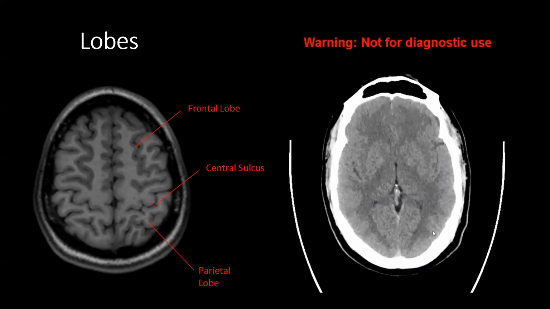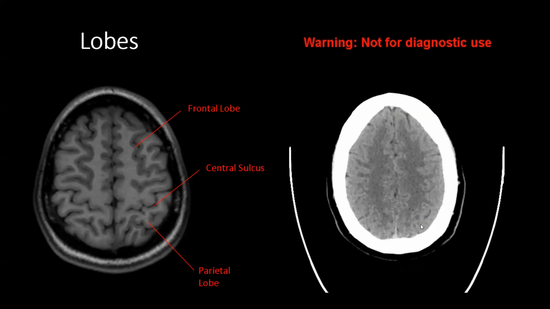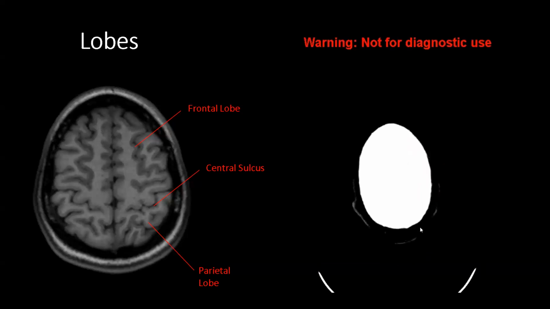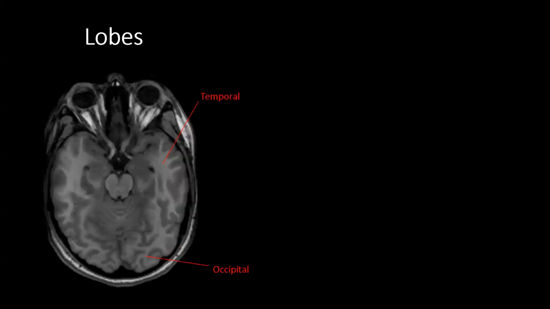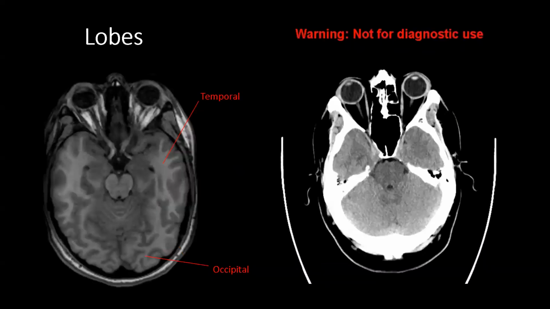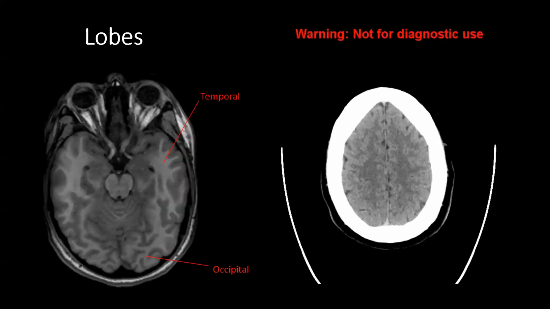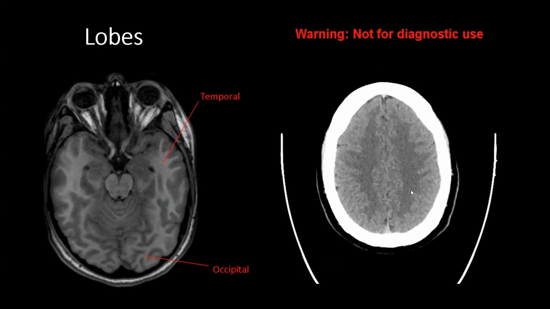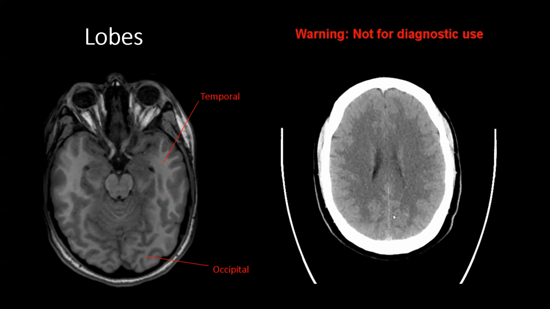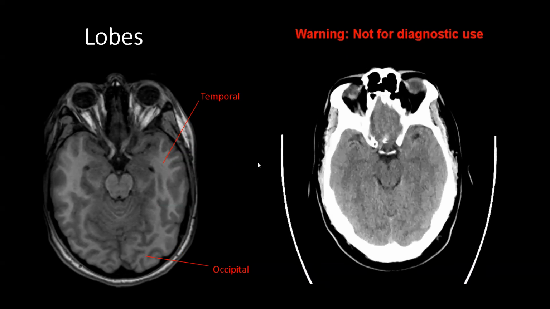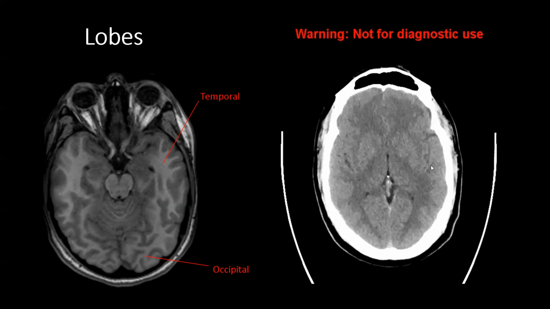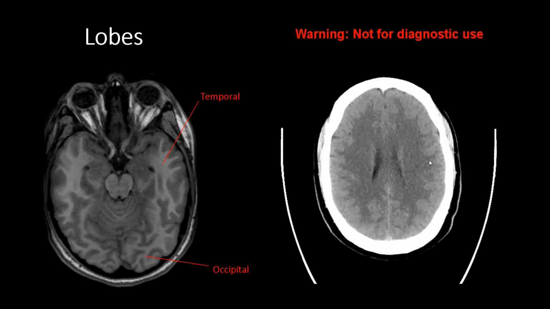It usually is easier to tell if you pull up the multiple reformats on the study and scroll through to try and orient yourself in multiple planes. As we move more inferiorly in the brain, again, starting from the top here, we have our frontal lobe, our parietal lobe, and then as we scroll inferiorly, we'll start to encounter your temporal lobe, and then more posteriorly, your occipital lobe.